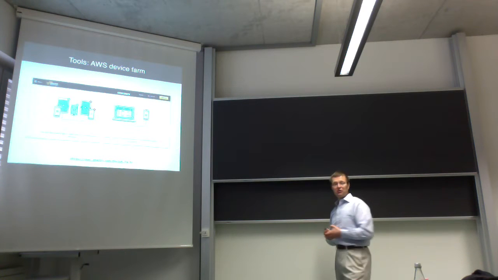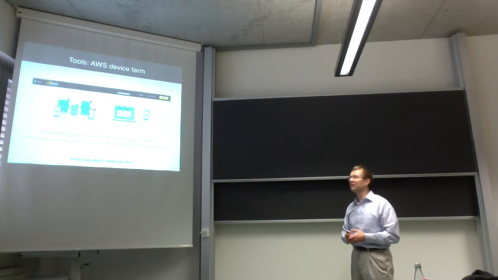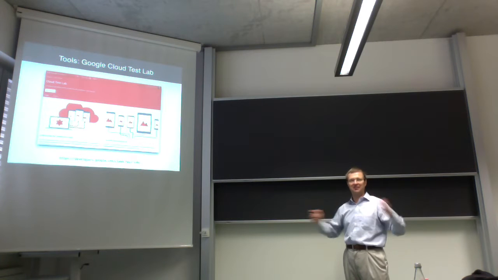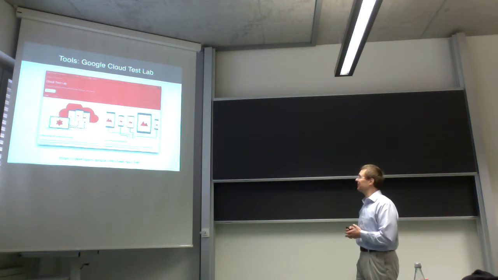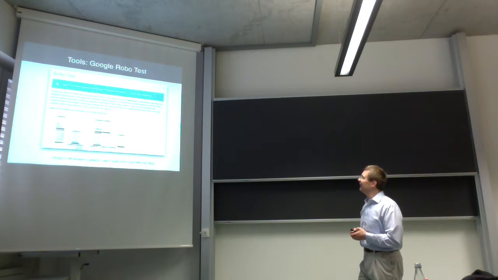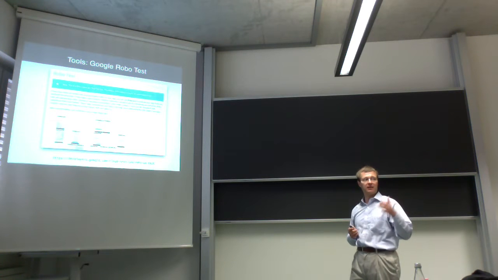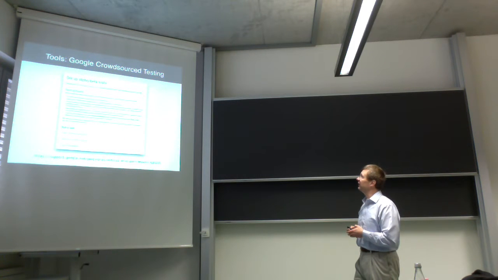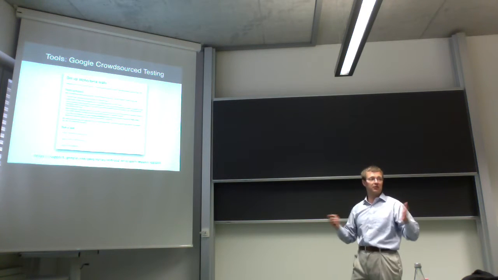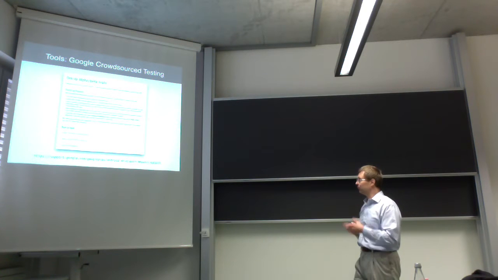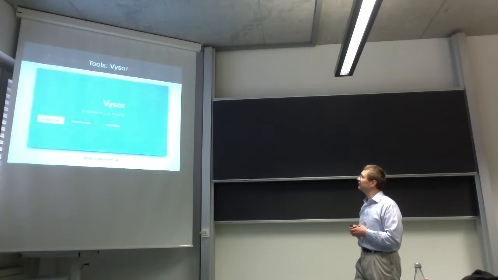And obviously Amazon has a very similar service, and of course Google has a very similar service, so there is a lot of competition in this area. And there are also some open source solutions available from Google. This is an approach for automatically detecting and reporting crashes in Android applications. And of course Google has their own crowdsourcing solution, which is right now in beta version.